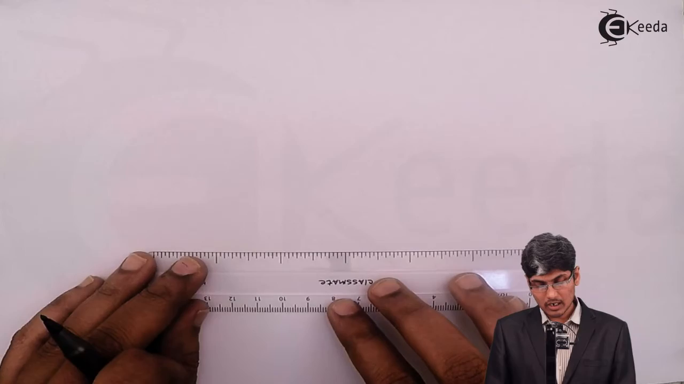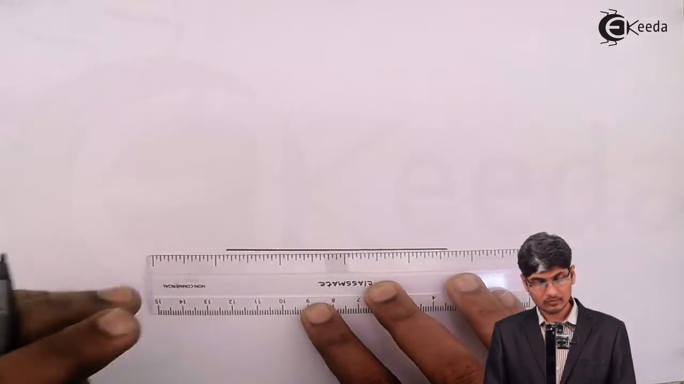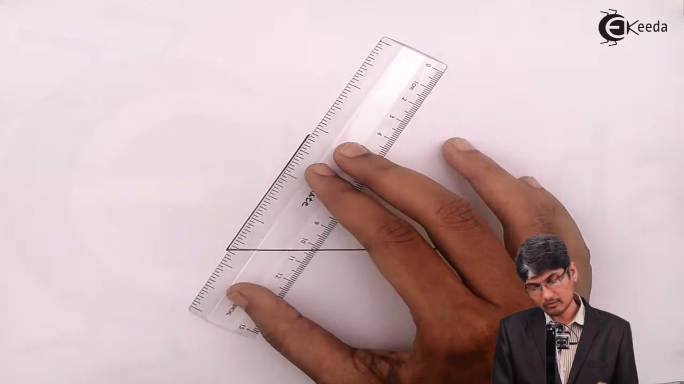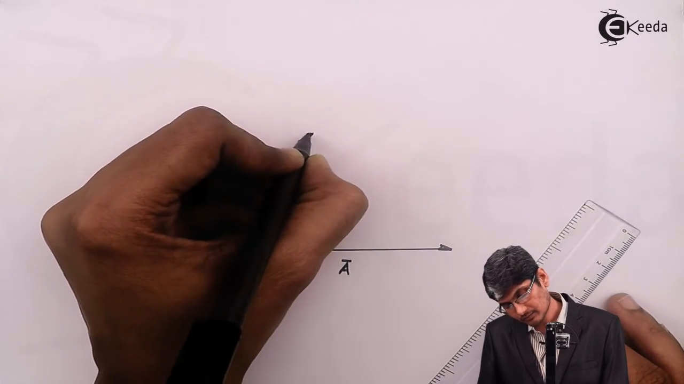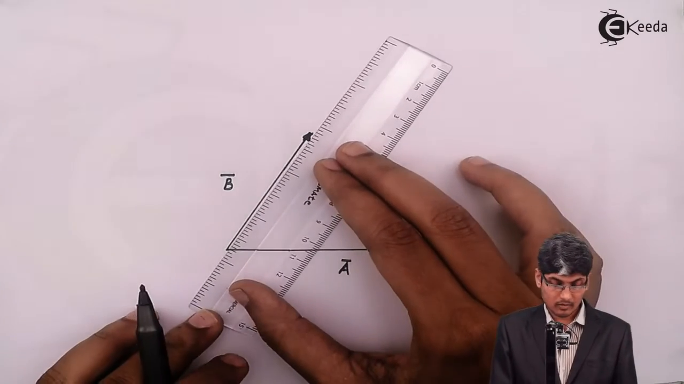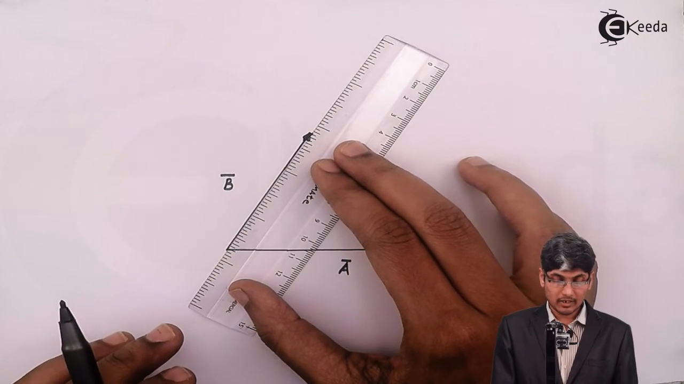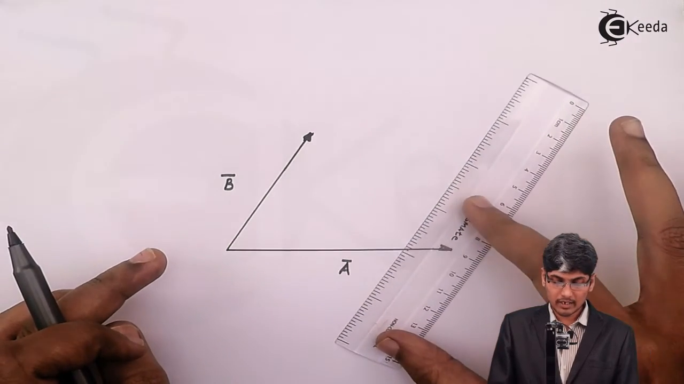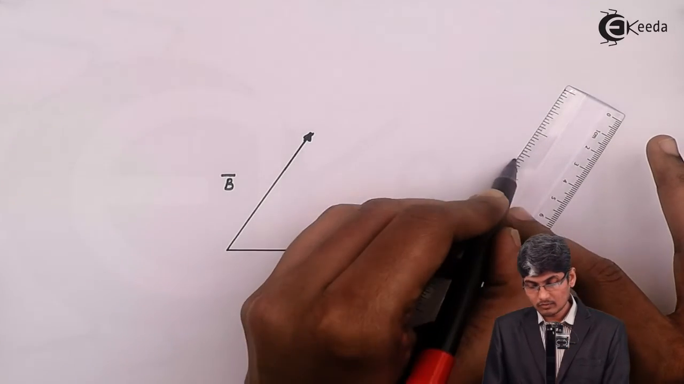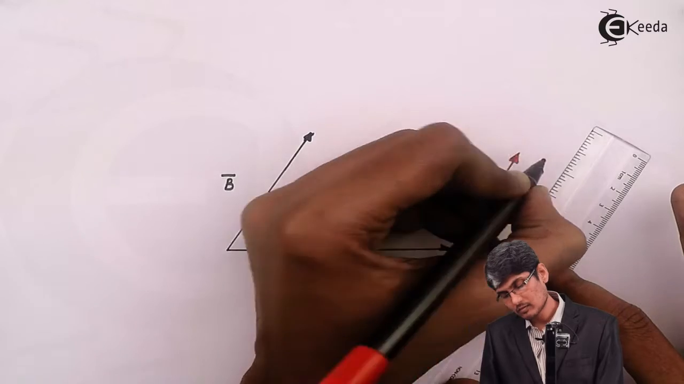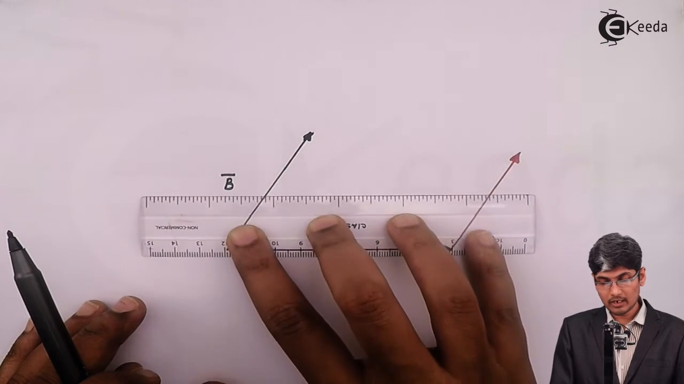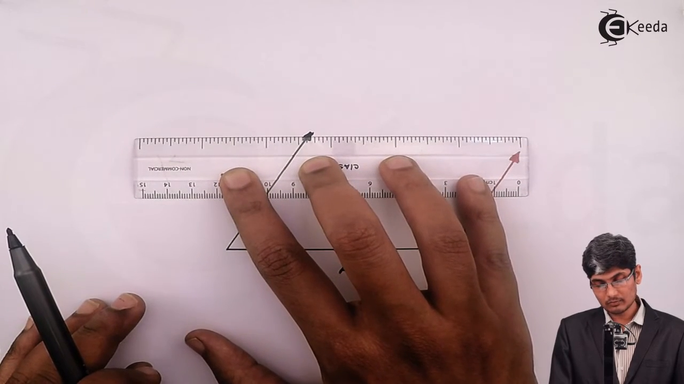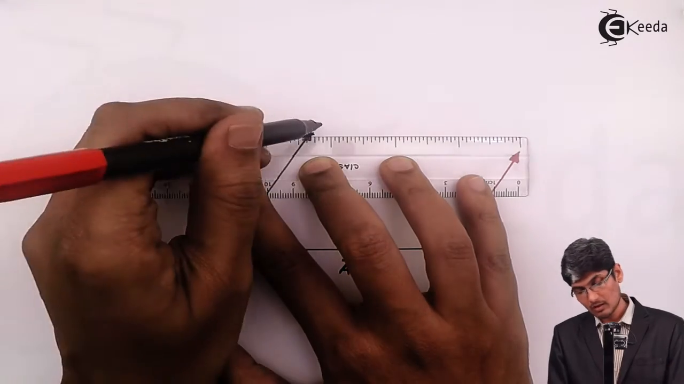Next is the parallelogram addition rule, in which again I consider two vectors going from similar points. So this is vector A and this is vector B. Now what I do is, I drag this and bring the tail of the B vector onto the head of the A vector, which will be over here, and I will place my scale onto A and drag this vector up to the head of B. Okay, so it will form a parallelogram.